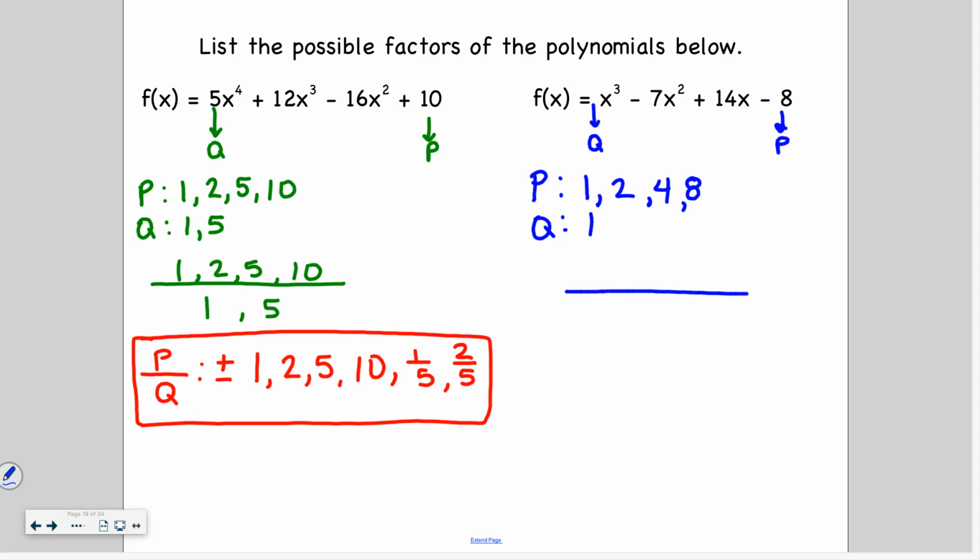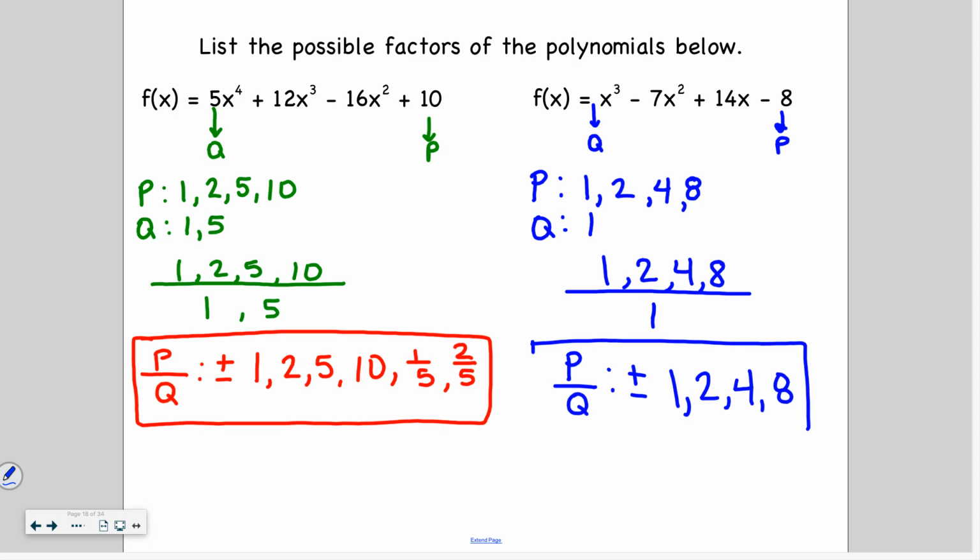So I'm going to take and put all of those over 1. And remember, anything over 1 is itself. The only thing that we need to add here is the plus minus. So we don't know if it is positives or negatives. We'll find that out as we get ready to start, but this is what you should have got as your answer. If you didn't, go back and check and see what you may have done differently than I did. Okay?